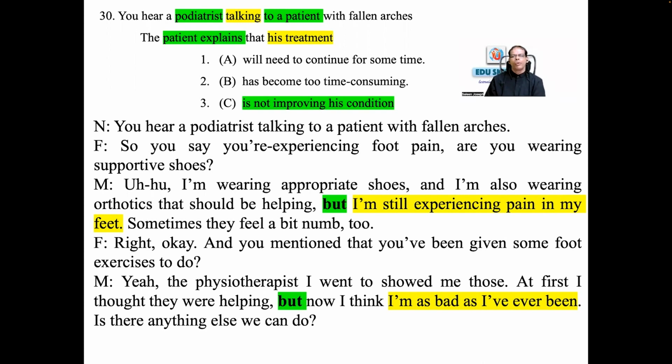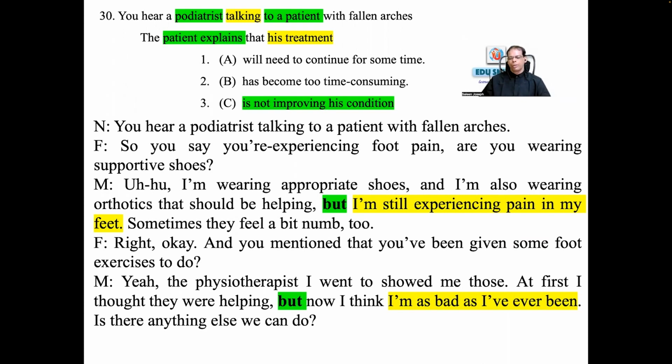So they don't speak anything about needing to continue the treatment more, or it has become too time-consuming. He doesn't speak anything about wasting time or taking too much time, nothing of that sort. The whole gist you have to understand is that in spite of all this experience, each treatment he is highlighting and saying, but, a contrasting expression, then he says, I'm still experiencing pain. There is no improvement because of this particular procedure.